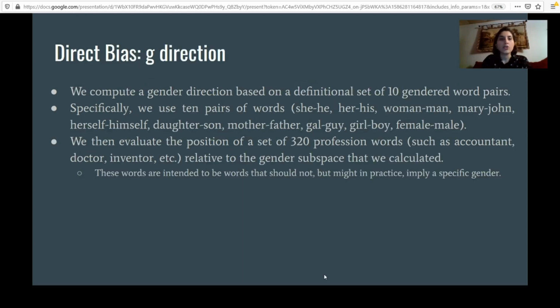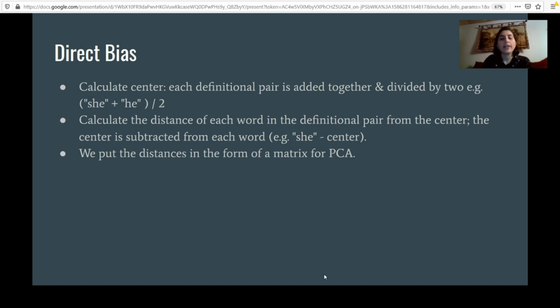To calculate the direct bias, we first got the G direction. For the direct bias calculation, I have to mention that we got this methodology from the Babaeianjelodar et al. paper, and there isn't anything new that we did, but we followed their method. We started with 10 gender pairs, like she, he, her, his, woman, man, etc. And the profession words were 320 supposedly neutral profession words, like accountant, doctor, inventor, and those were obtained. Then we got the center of these gender pairs and subtracted each word inside the gender pairs from the center.